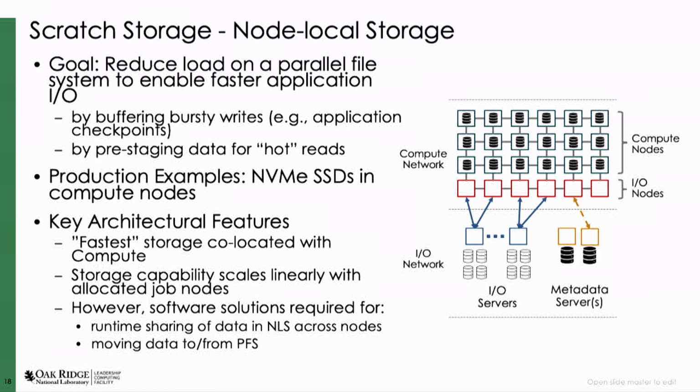But it is fast. And an additional benefit is that if you have node local storage across all the compute nodes in your large HPC system, then that capability grows as you allocate more and more nodes. So theoretically, as long as you've arranged your I/O pattern in a nice way that separates all the data to be local accesses, then you can have linear storage bandwidth as you grow your jobs.